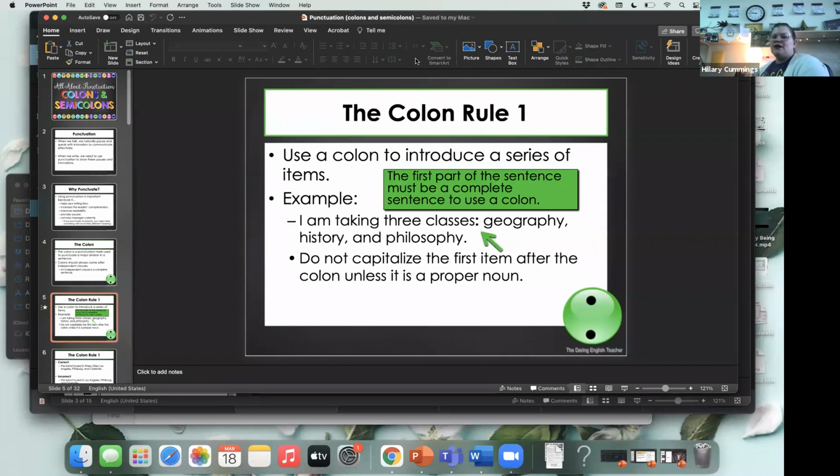So let's take a look at the different rules on where we can use colons. You can use a colon to introduce a series of items. Remember that the first part of the sentence needs to be a complete sentence to use a colon. I'm taking 3 classes: geography, history, and philosophy. Don't capitalize the first item after a colon unless it's a proper noun, like somebody's name or a city.